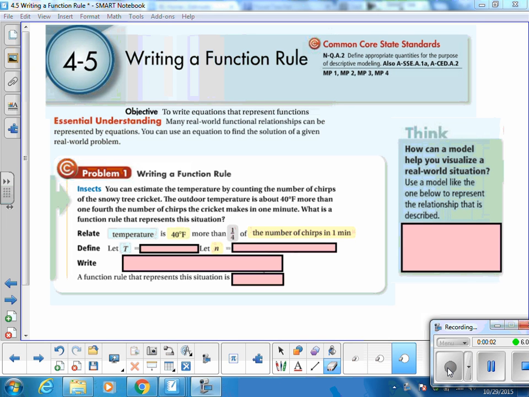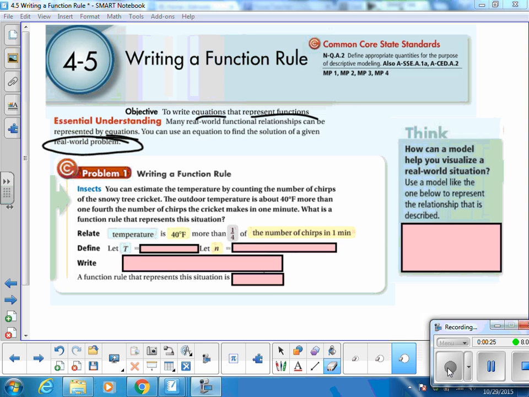All right, let's keep looking at functions as we consider writing a function rule. Our objective for this one is to write equations that represent functions. You can use an equation to find the solution of a given real-world problem. So this is where we're going to take an application situation and turn it into a rule so that we can solve it.